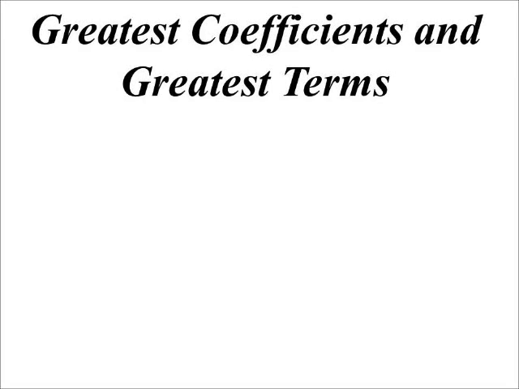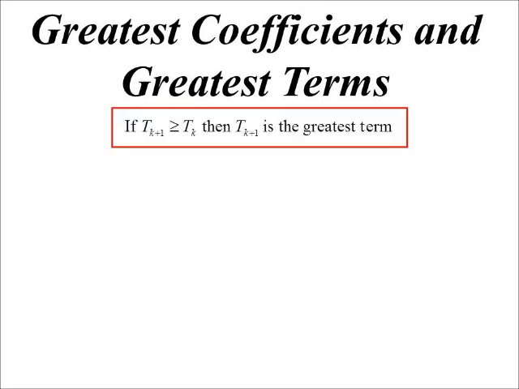Going to look at an idea, greatest coefficients and greatest terms, how we can find that. It comes from a very simple idea, and that is, well, if term k plus 1 is greater than or equal to term k, then term k plus 1 must be the biggest, or the greatest term. It seems logical. A is bigger than B, A has got to be the biggest.